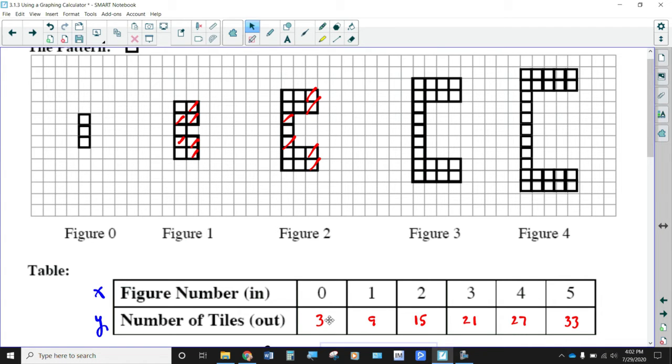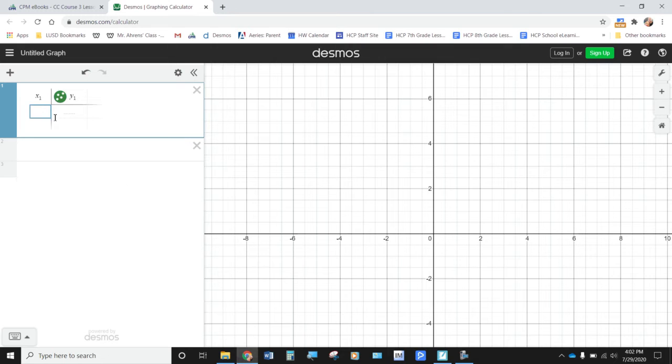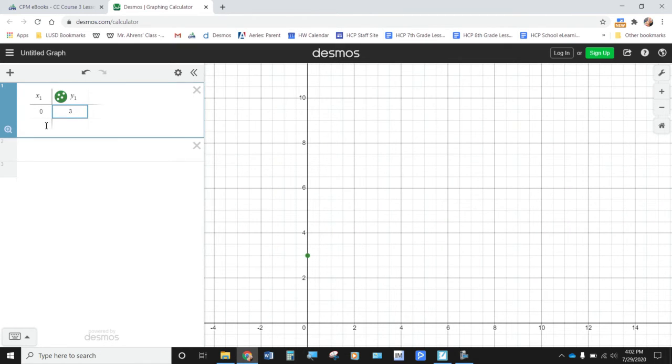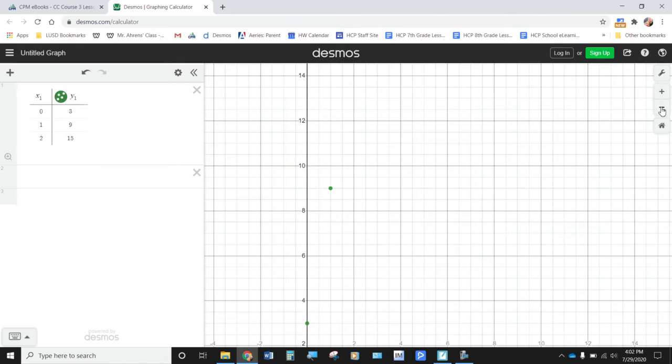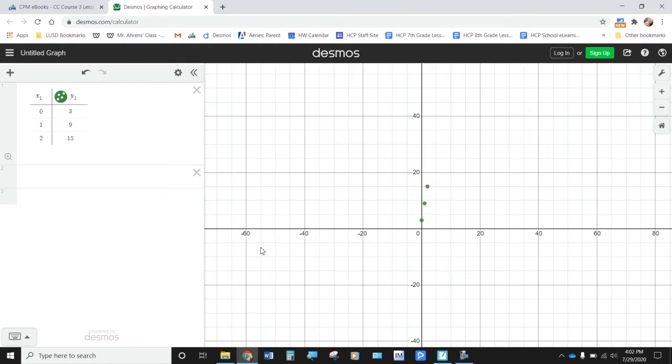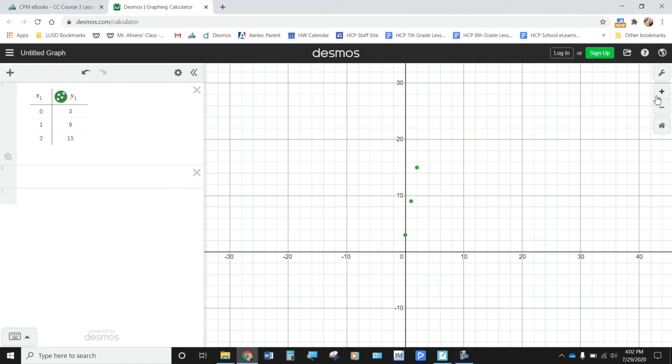What do we have? 0, 3, 1, 9, 2, 15. So I'm going to put in 0, 3. You see how it shows up on the graph, the point? Let's go to the next one, would be 1, 9. You see how that shows up? And then we go to the next one, we have 2, 15, and you might be looking at that and saying, well, I can't see everything, right? Well, okay, let's go ahead and pan out a little bit, and we'll be able to see them a little bit more. So it's changing the scaling of your X and your Y axis, so that'll show up a little bit better. Maybe we don't need it that far out.